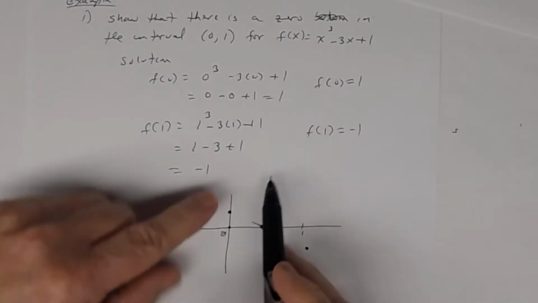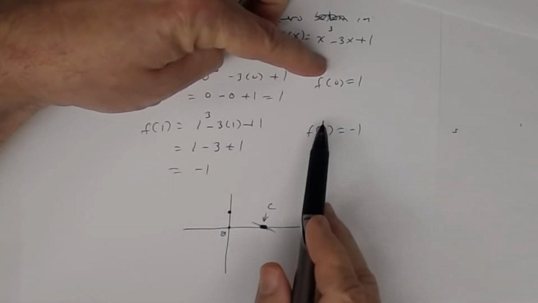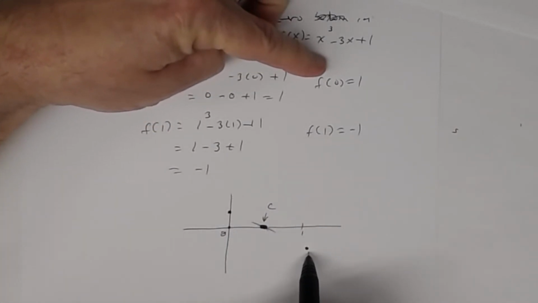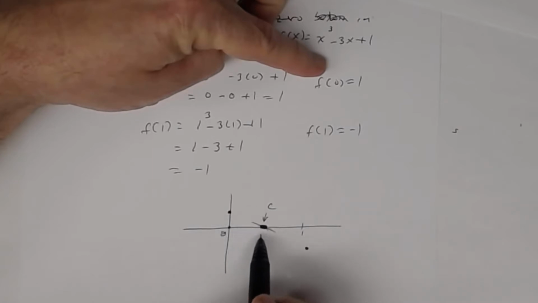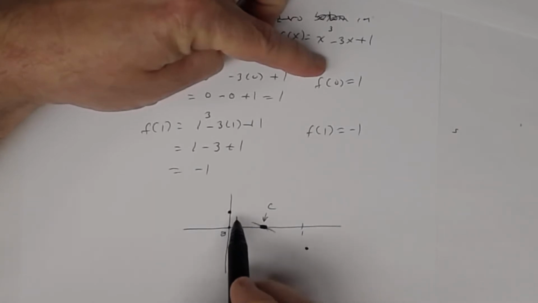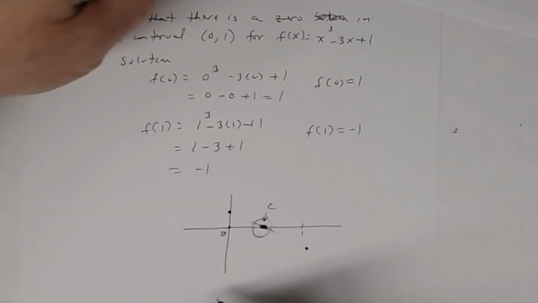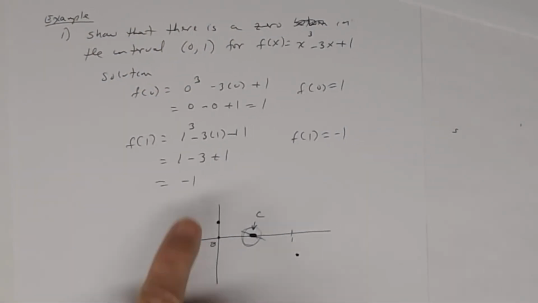So f of 0 is 1. So when x is 0, my y value is positive. When x is 1, my y value is negative. So that means that according to the intermediate value theorem, there's got to be at least one 0. That's what you found. So you've shown that there's a 0 in that interval by finding those y values. Notice the y values are opposite signs. All right, so that's the first example.